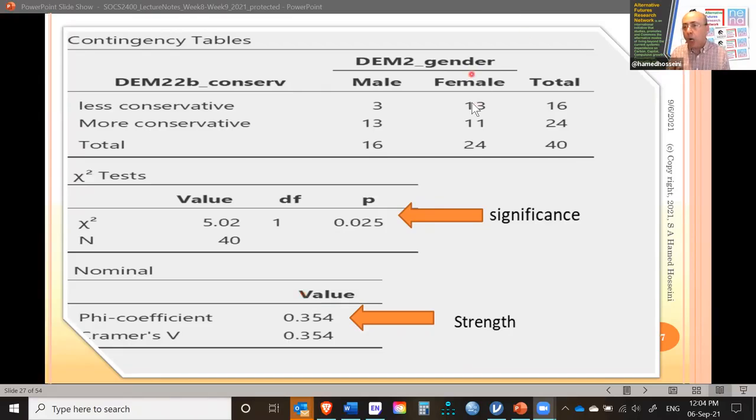If we had many more less conservative females compared to the conservative females, this number would have been bigger. I would say, okay, gender would definitely make a really strong difference in terms of being conservative or not conservative. But in this case, it's not making that very, very strong difference.